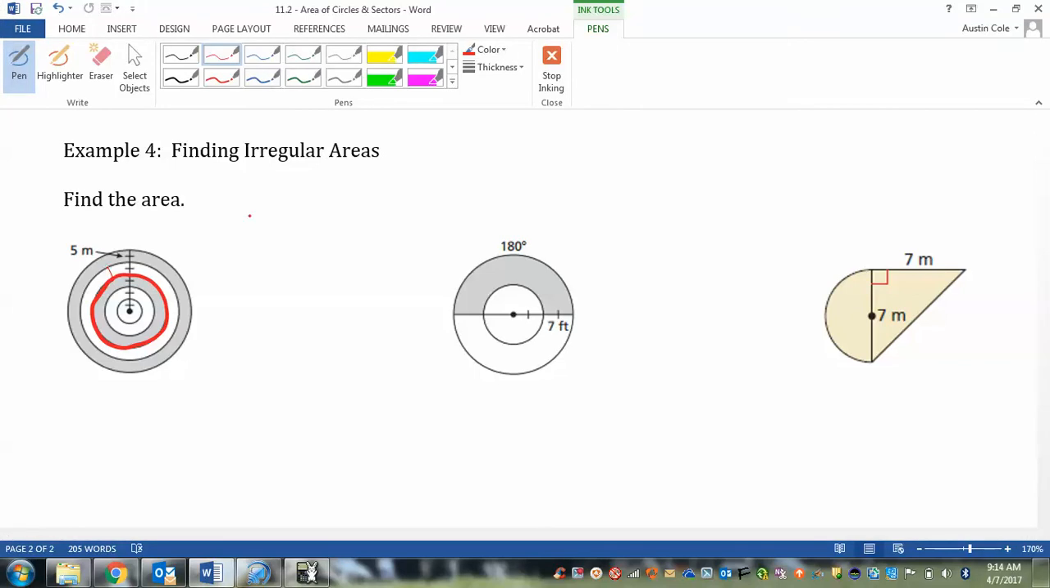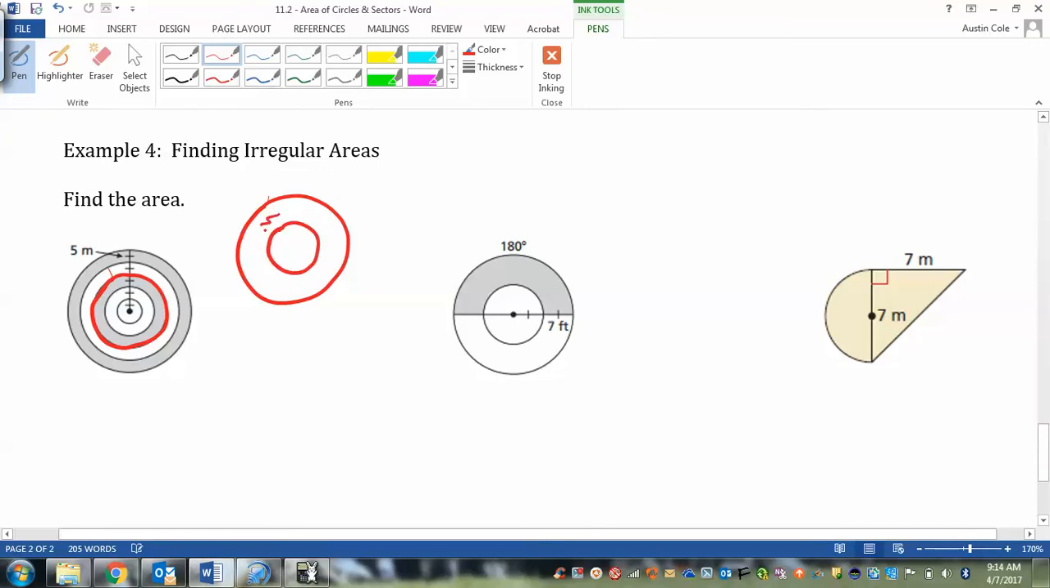Now if I were to draw this separately, I think there's two circles here. Would you guys agree? I have an outer circle and I have an inner circle. I'm trying to find that. That looks like a donut. Kind of got hungry. I'm trying to find that shaded area.